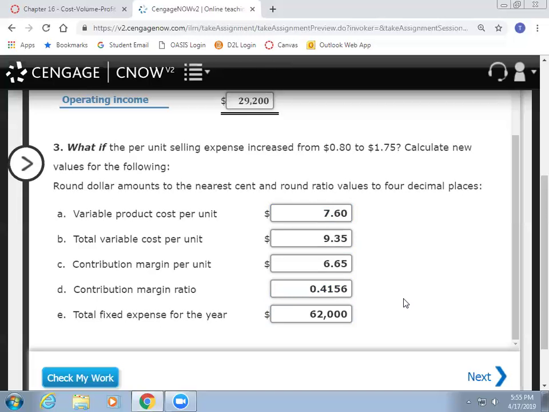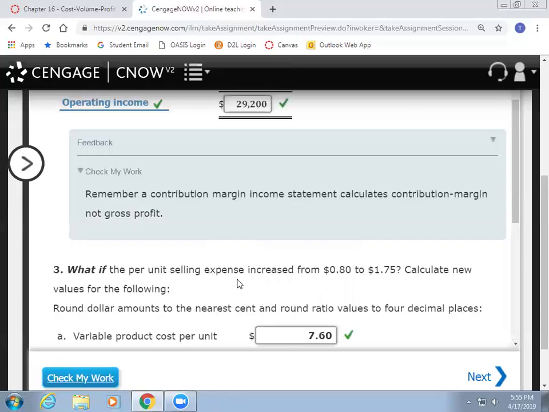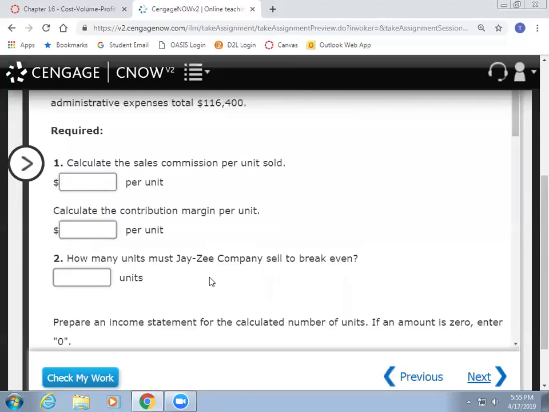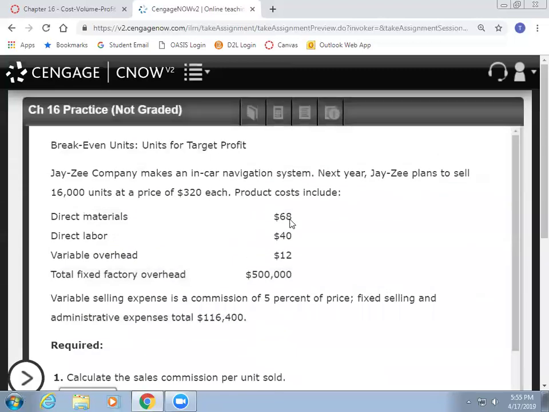Any questions on that one? Alrighty. Pretty straightforward, right? It's just looking at things a little differently. Okay, well, let's move to the second one.